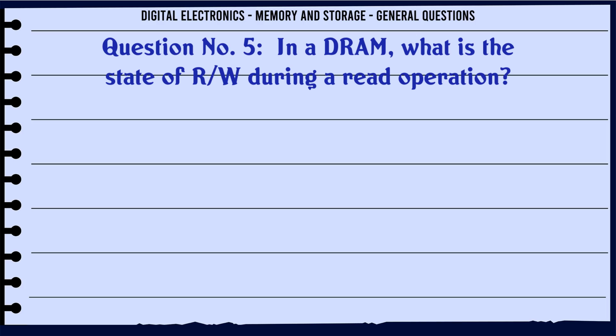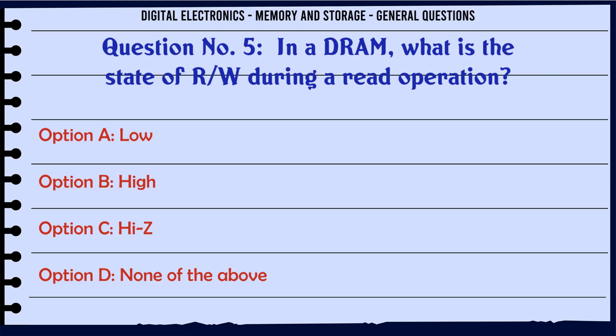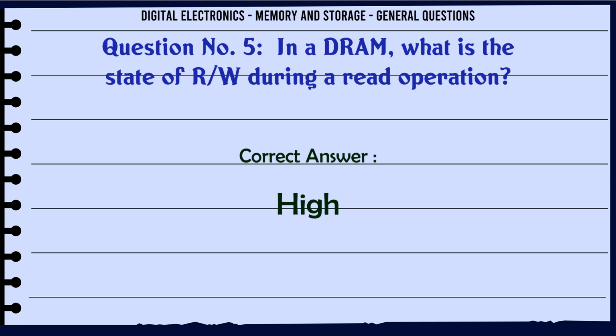In a DRAM, what is the state of R/W during a read operation? A. Low, B. High, C. High Z, D. None of the above. The correct answer is high.